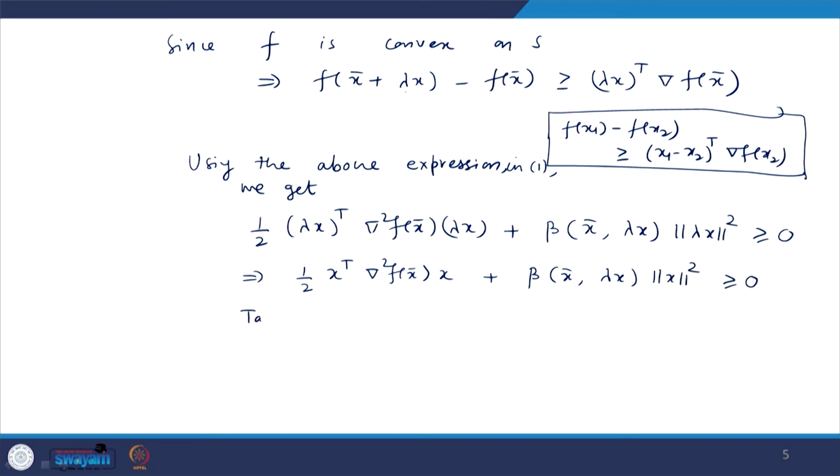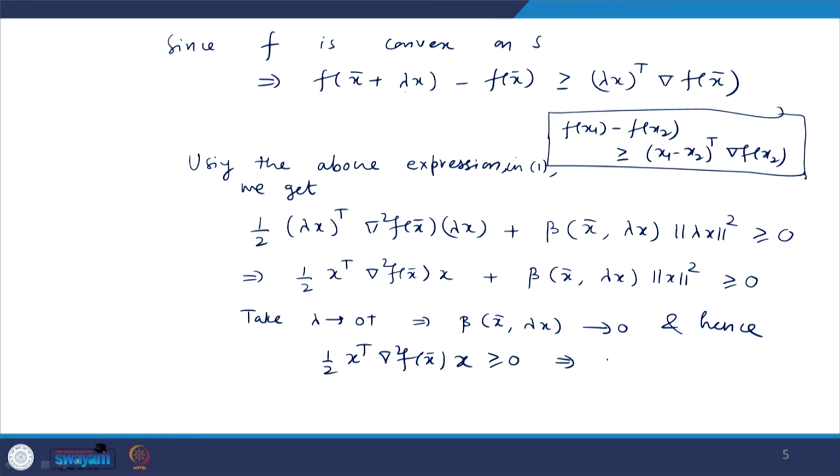Now, take lambda tends to 0 plus. So, if lambda tends to 0 plus, this will tend to 0 as per the definition of twice differentiability of f, and so this will be greater than or equal to 0. So, taking lambda tending to 0 plus, beta x bar lambda x will tend to 0, and hence 1 by 2 x transpose gradient square of f x bar x is greater than or equal to 0, which further implies x transpose gradient square f x bar into x is greater than or equal to 0.